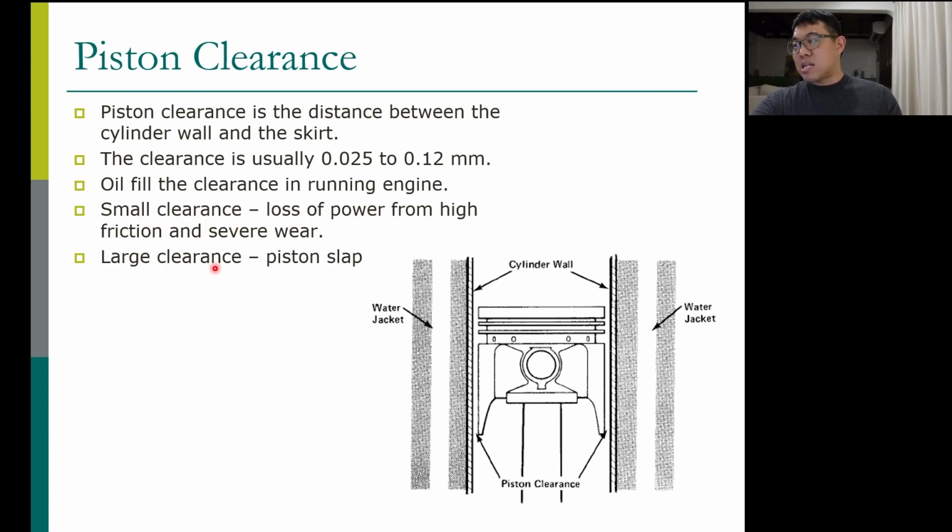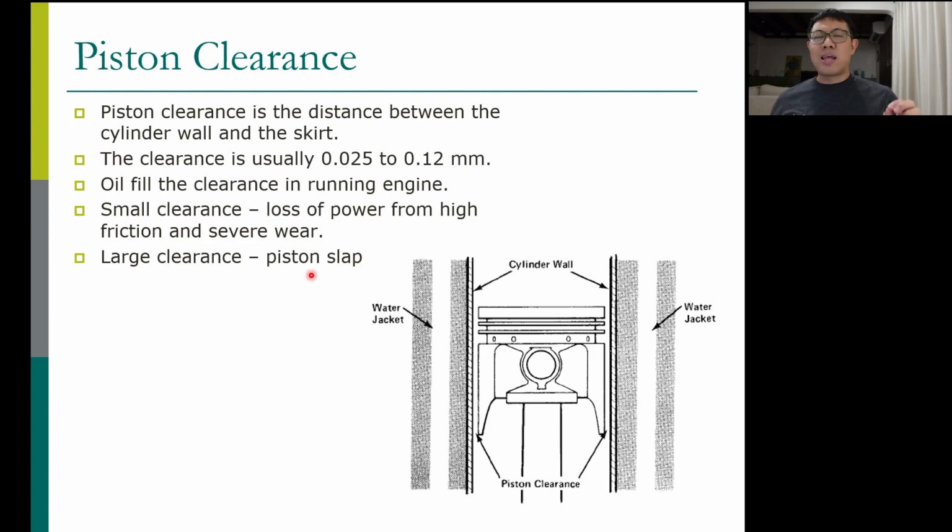If you have large clearance, you're going to have piston slap. Piston slap means the sound made from the engine, like something hitting something else. That's because when you have too large a clearance, the piston is going to move. When the connecting rod changes direction, the piston moves from left to right, hits the cylinder wall, then goes back and hits this way. Whenever the connecting rod changes angle, the piston hits the cylinder wall, and this hitting creates noise. That noise is piston slap.